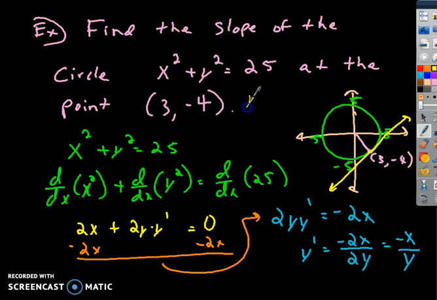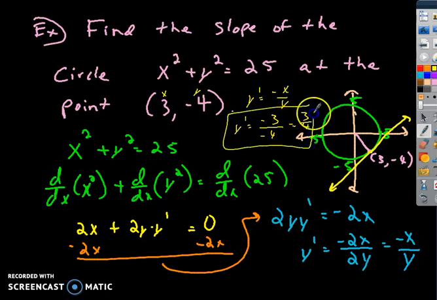So since y prime equals negative x over y, we got a coordinate that's 3, negative 4. This is x, and this is y. So y prime has to be negative 3 over negative 4, or 3/4. So the slope at that particular point must be positive 3/4. So we found it. We found the slope at that place. Am I right? Slope. Let me remind myself, that's what I just found.